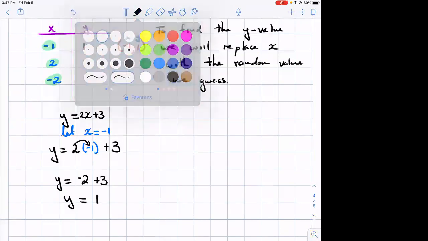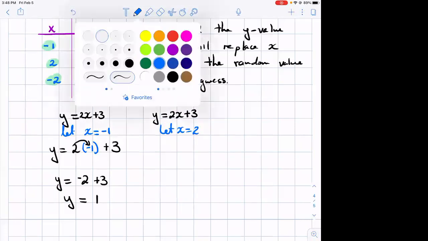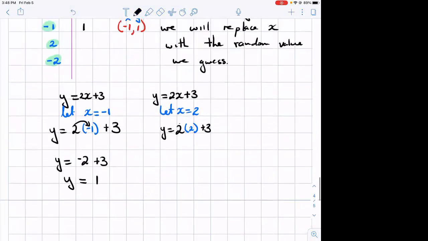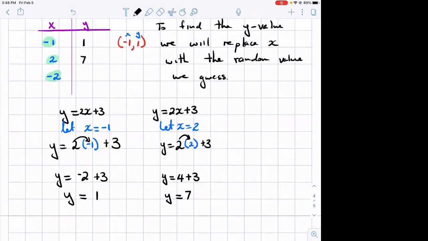And we do the same thing again. Okay, y is equal to 2x plus 3, and we'll say let x equal 2 now. So we have y is equal to 2, and then we replace x with 2, plus 3. So 2 times 2 is 4. So we have y is equal to 4 plus 3. Therefore, y is equal to 7. So this value here is 7, and the ordered pair we have is 2, comma 7.